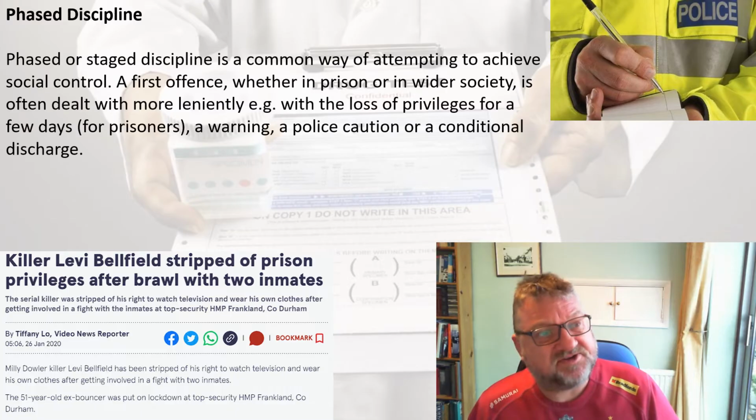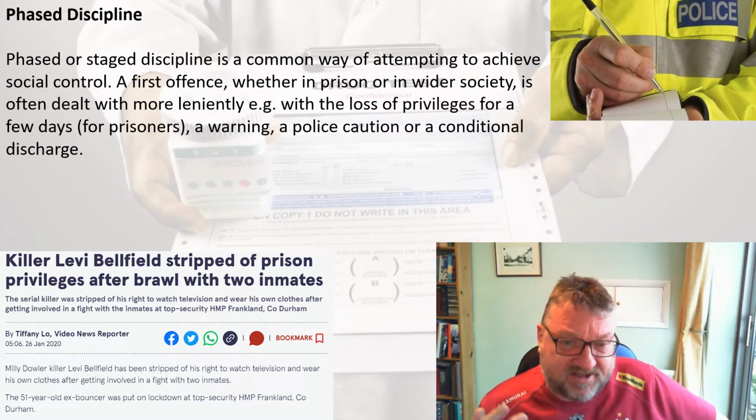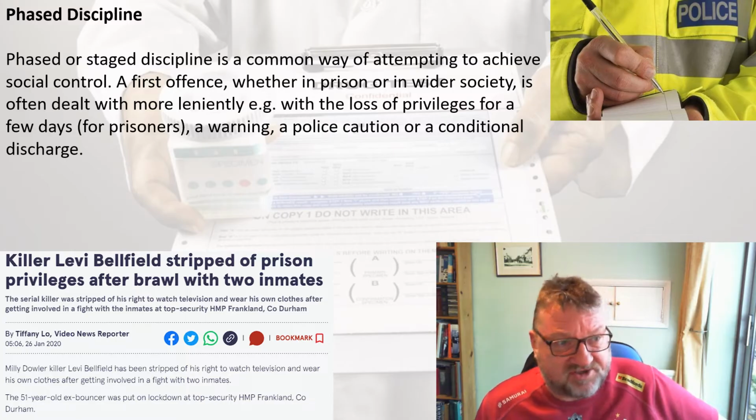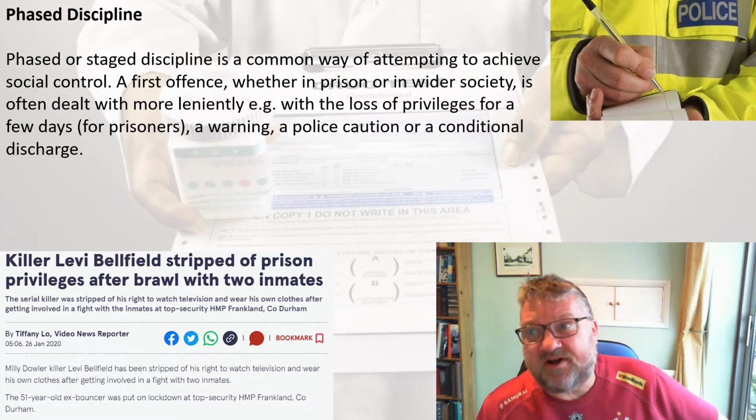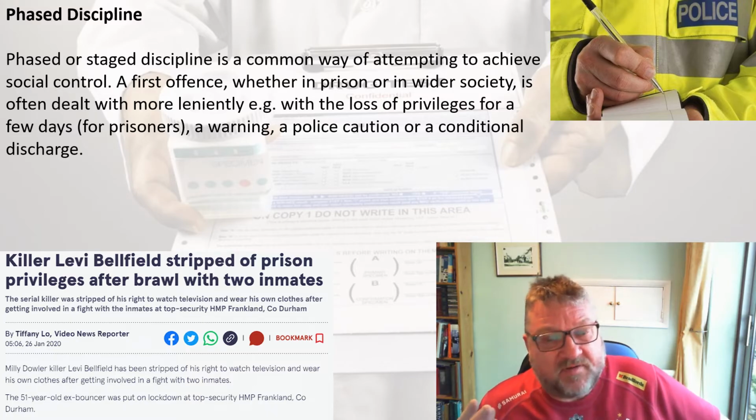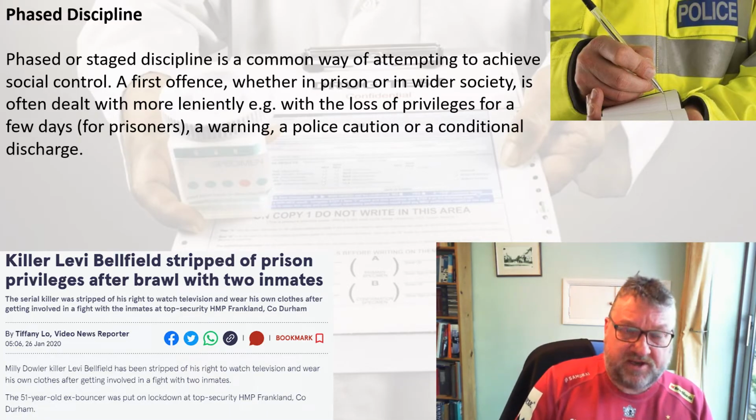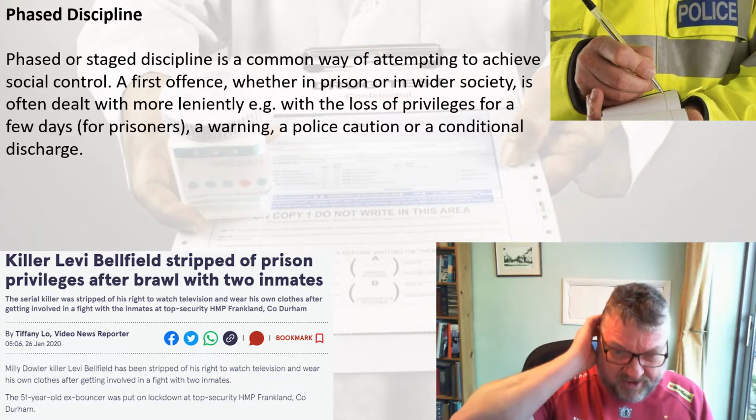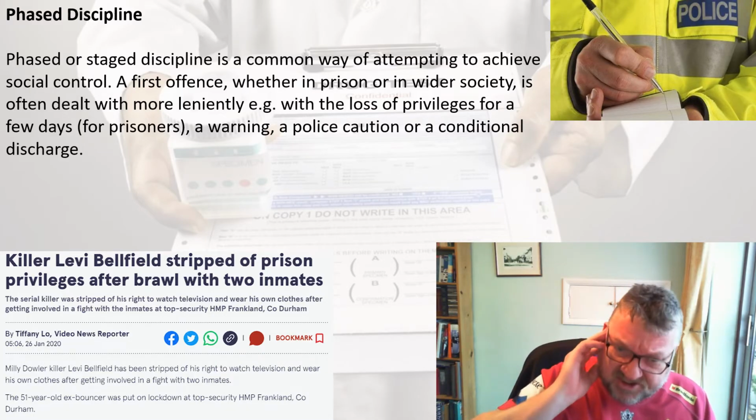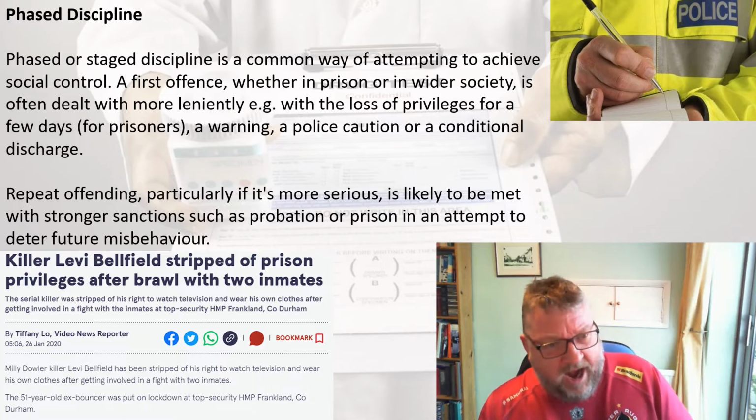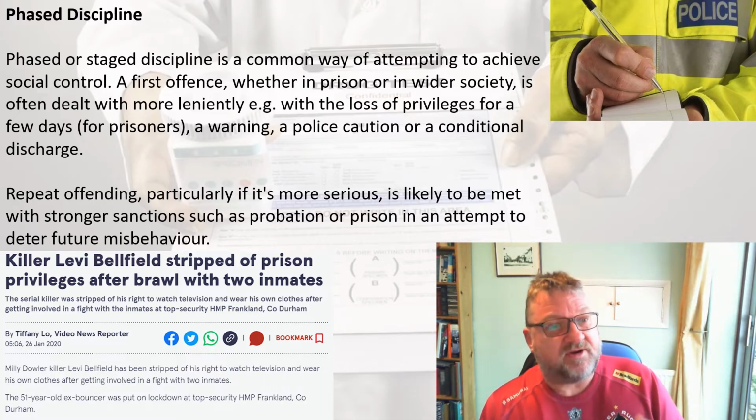Now, what do I mean by phased discipline? Well, this is another tactic that's used by most of the institutions within the criminal justice system. And this is basically the idea that for a first offence, whether in prison or in the wider society, you tend to deal with first offences more leniently. So you'd get things like loss of privileges for a few days if you're a prisoner for a first offence, a warning, you sometimes get a police caution or a conditional discharge. And that is designed to stop you offending again. So if you do offend again, your repeat offence, particularly if it's more serious, is likely to be met with a stronger sanction.